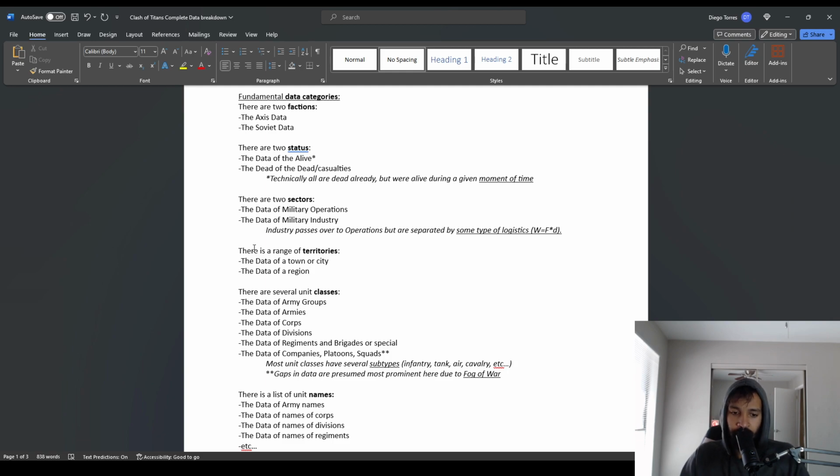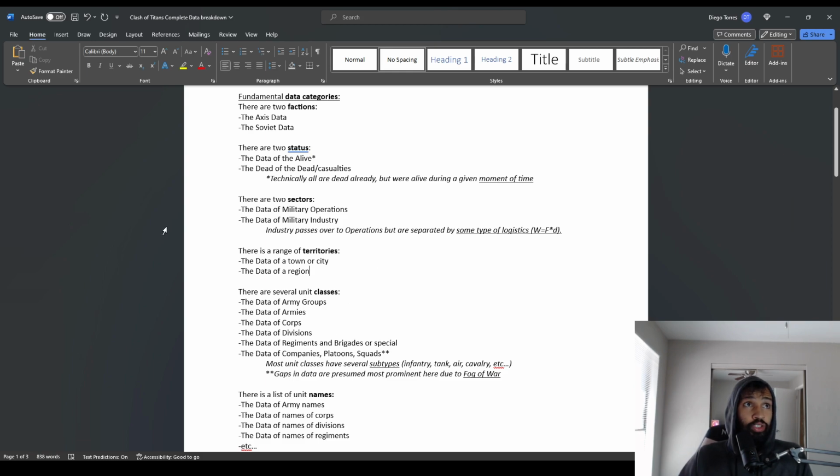It tends to be a town, a city, a region, or some sort of river, some sort of natural barrier between the enemy and those units. But basically, you have a long list of basically Eastern European regions that encompass the Eastern Front.